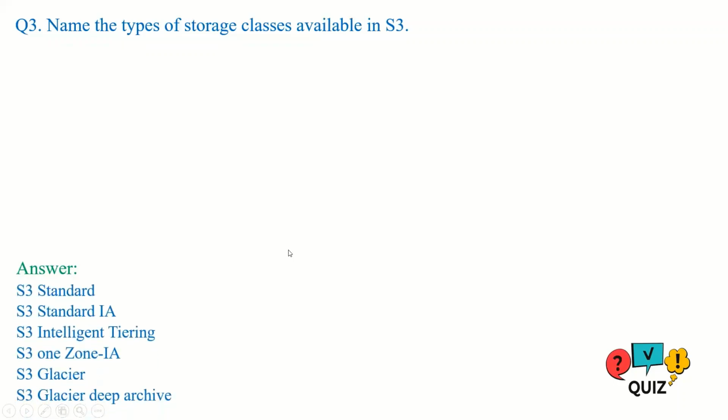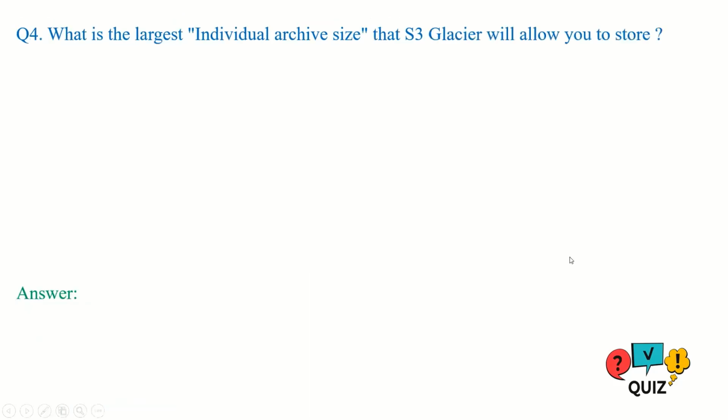All right. Here we go. We have S3 Standard. This is the default storage class. If you do not select any storage class while uploading objects into the S3 bucket, this is the storage class that will be selected. Further, we have S3 Standard IA, which stands for infrequent access, S3 Intelligent-Tiering, S3 One Zone IA, S3 Glacier, and S3 Glacier Deep Archive. All right, good attempt. We'll move on to the next one.